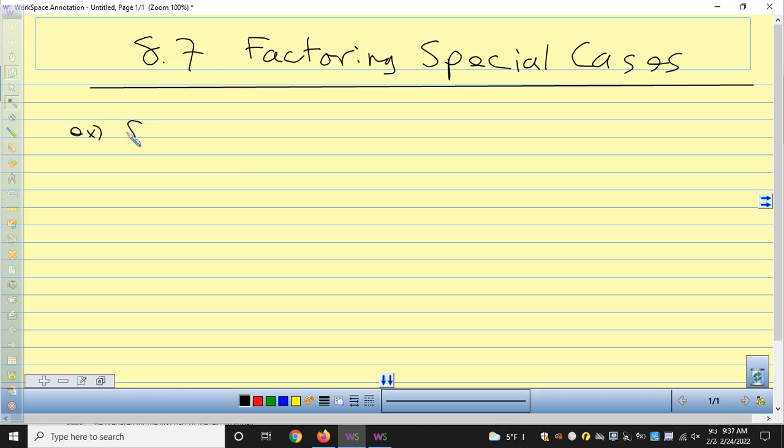So we want to factor. All of these we are factoring. X squared.